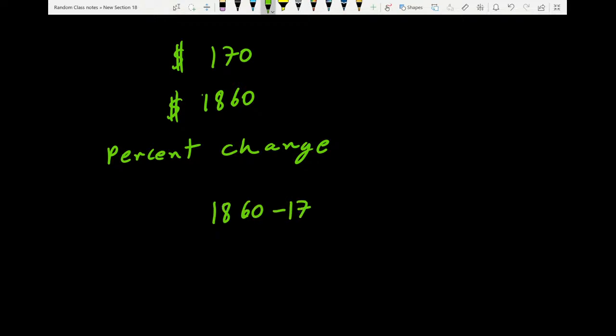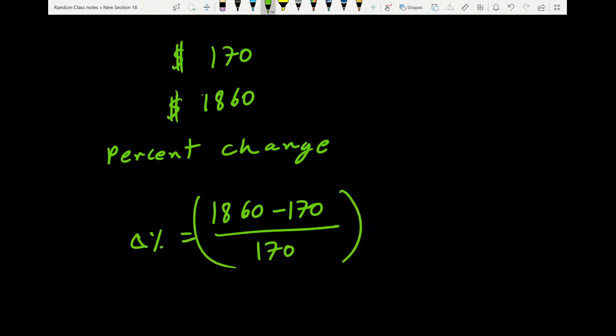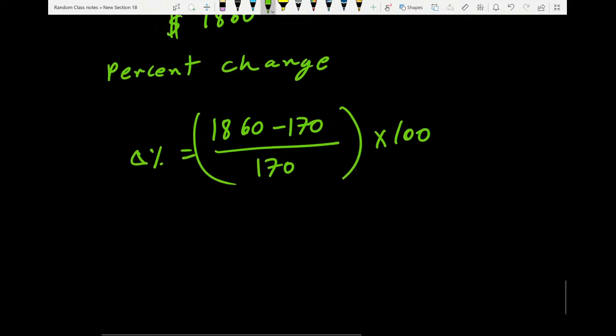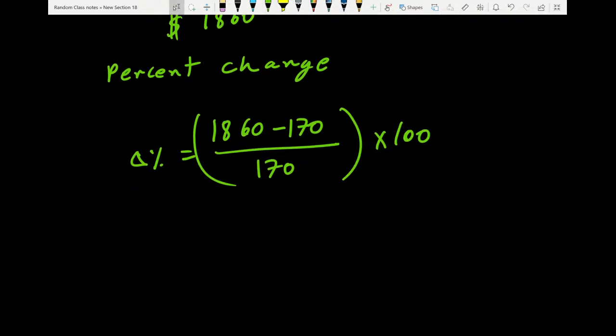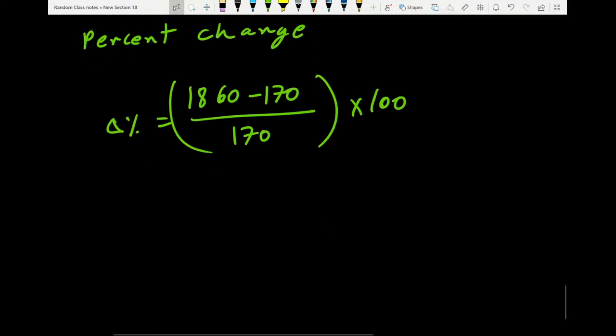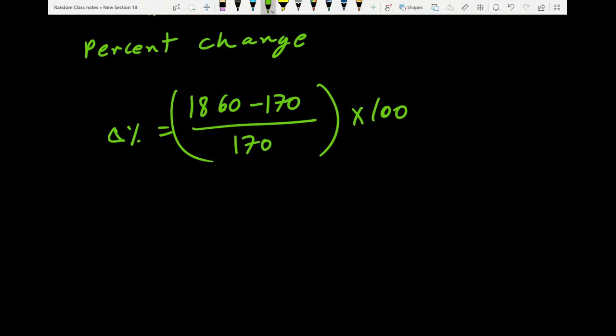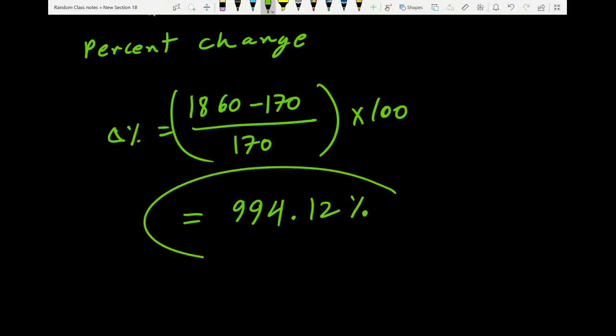1860 minus 170, over 170, and then you times it by 100. Let's see what happens. 1860 minus 170. Wow, the percent change. Ready for it? 994.12%. That's a huge return.